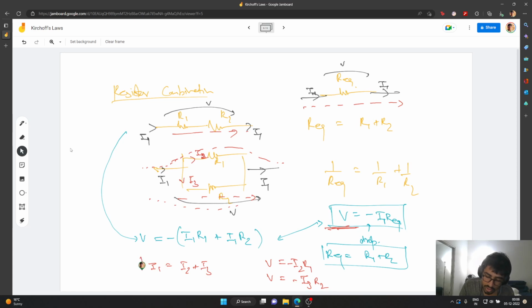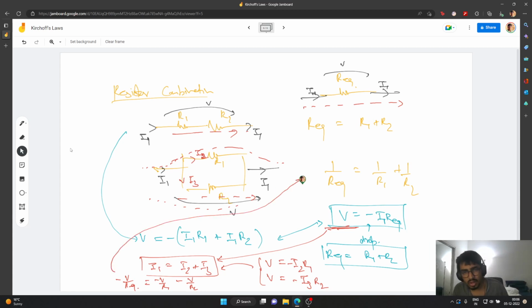So now let's try to do it. We have this equation. We can put I2 and I3 from here to here, and then I1 from here to here, like that. So I1 is equal to V by R equivalent with a minus sign, and then I2 is V by R1 with the minus sign, and then you have another V by R2 with the minus sign. So from there, if you simplify, you will indeed get this value. I know it's all a little complicated. Just pause the video wherever you want. Just try to digest it at your own pace.